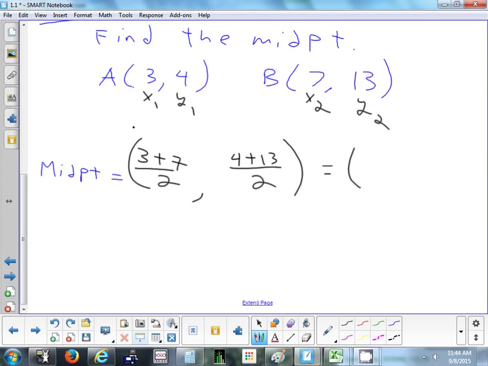So Hannah, what's 3 plus 7? 10. And then divide by 2? 5. Perfect. So we get a nice integer there, no fractions. And then Jacqueline, 4 plus 13? 17. Does 2 go into that? No. So we can just leave it as 17 over 2. Or if you want it as a decimal, 8.5. Any questions on that?